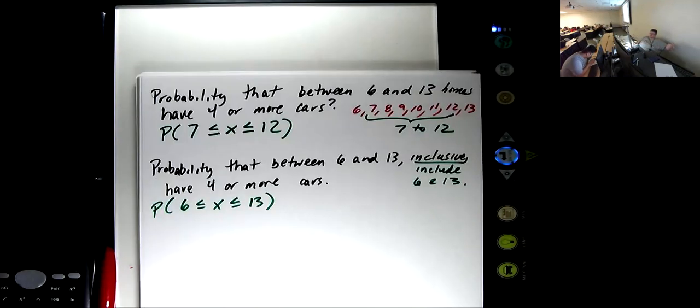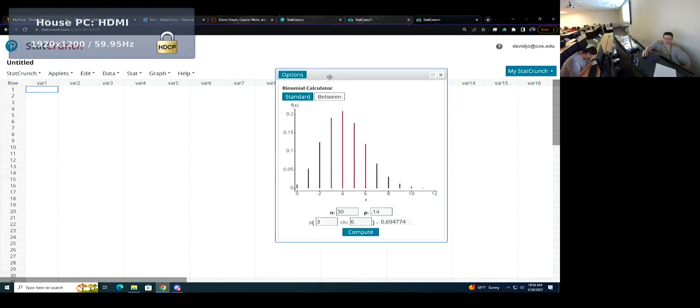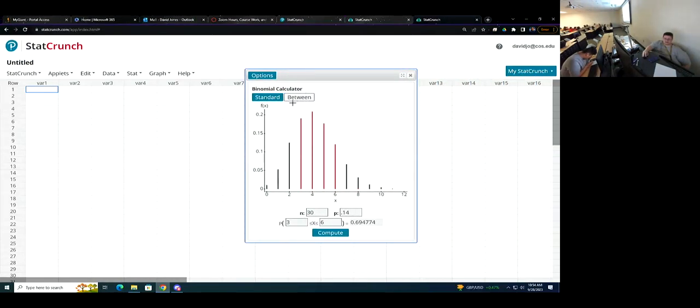All right, let's go look at this in StatCrunch. I still have the calculator up there. I'm going to use it. I'm going to click between. The first one I wanted was 7 to 12. I can see that doesn't include the 6, which is what I wanted. The probability here was 0.1164, which is 11.64%.